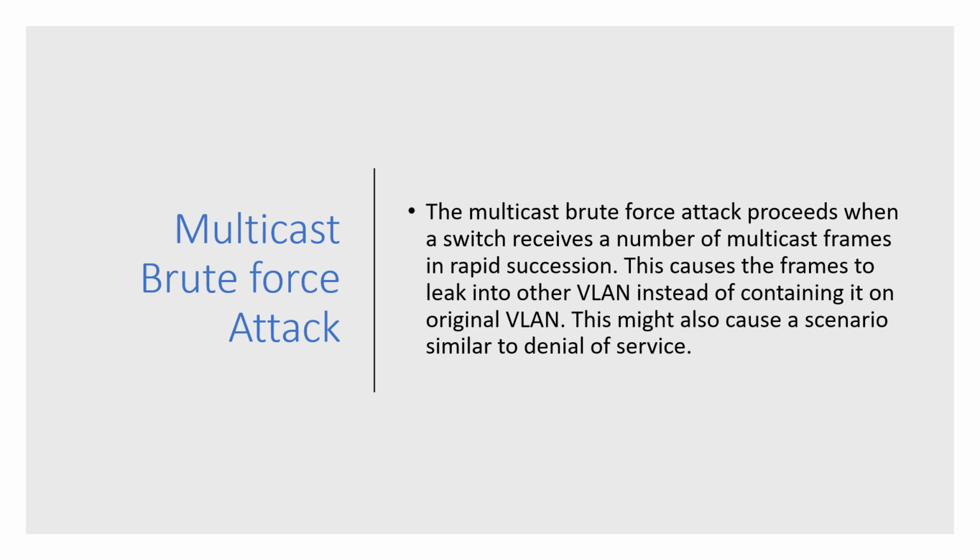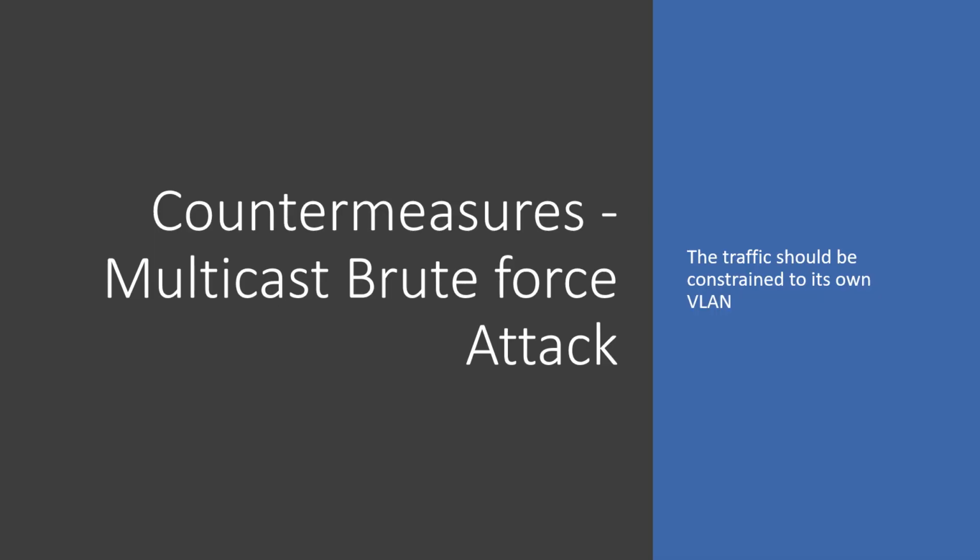The multicast brute force attack proceeds when a switch receives a number of multicast frames in rapid succession. This causes the frames to leak into other VLANs instead of being contained in the original VLAN. This might also cause a scenario similar to denial of service. The multicast brute force attack can be stopped by a well-equipped switch which prevents the frames from leaking into other VLANs and therefore contains them in the original VLAN.